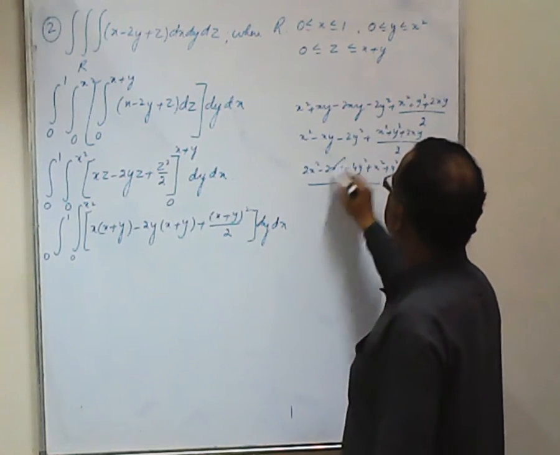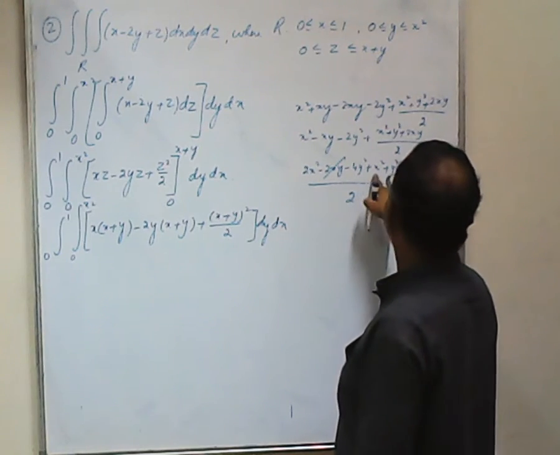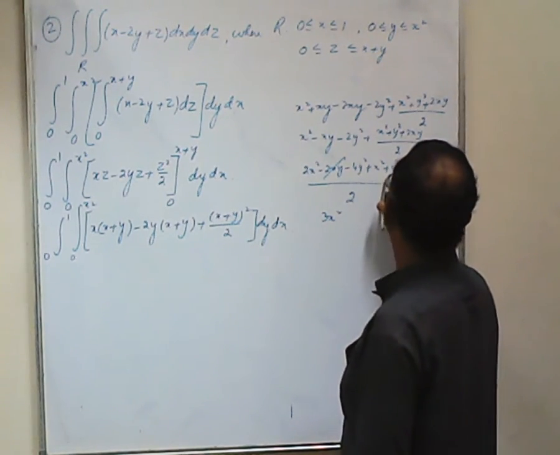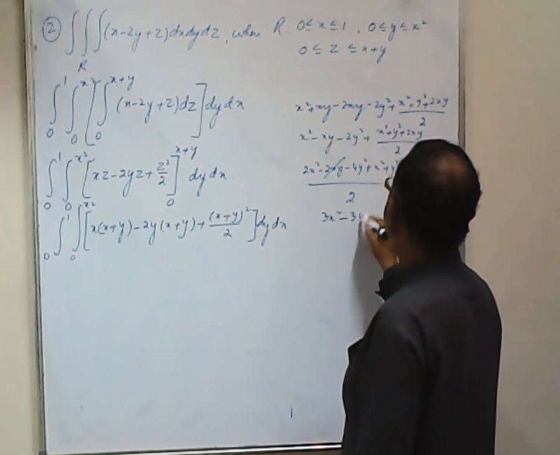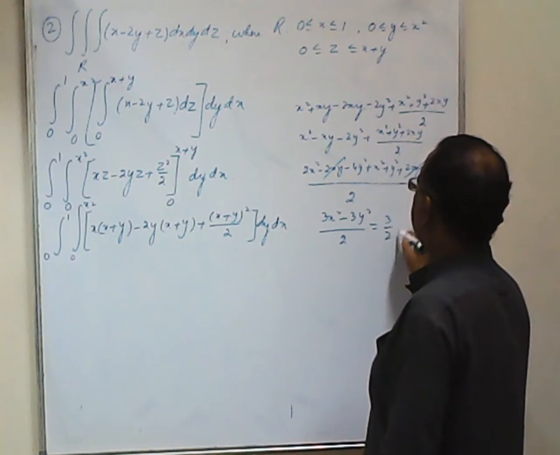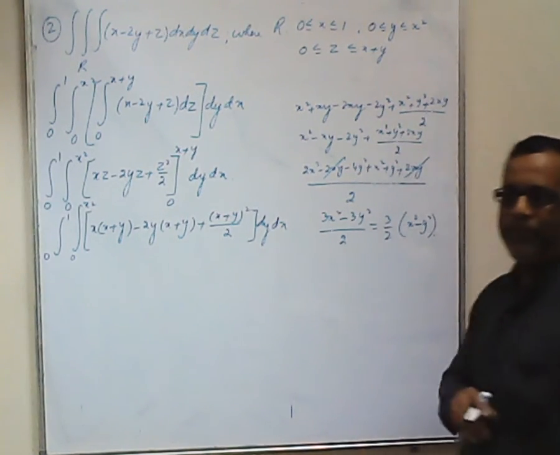So 2xy cancels with 2xy, and then we have 2x square plus x square as 3x square, minus 4y square plus y square is minus 3y square, divided by 2. So if I take 3 by 2, it will be x square minus y square.